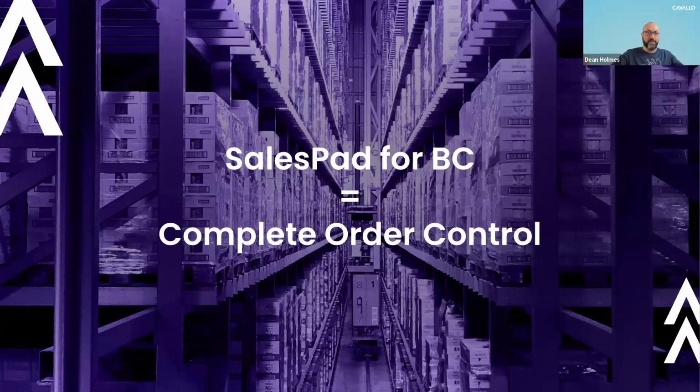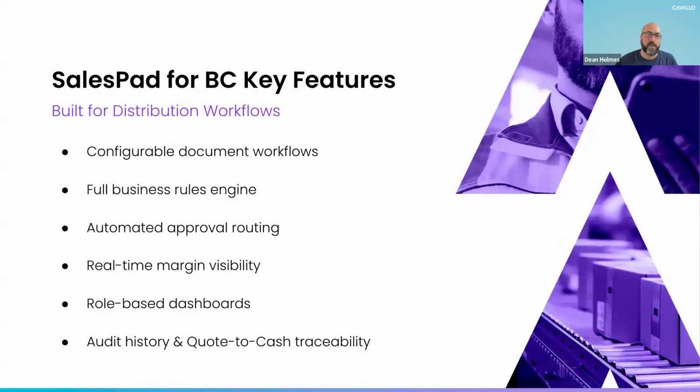Well, that's what we're here for. That's what Cavallo, that's where we come in. That's what we're here to talk to you about today. With SalesPad for BC, you get complete order control, right? Ensuring that every order is handled properly and efficiently, margin limits are maintained, and you get full order visibility. That happens when you have workflows that match your business and not the other way around.